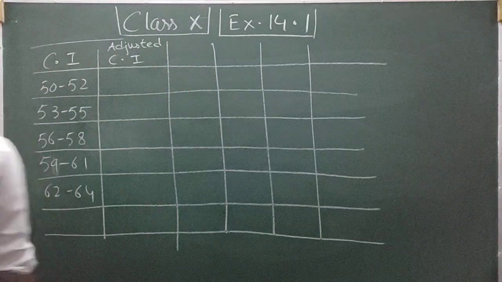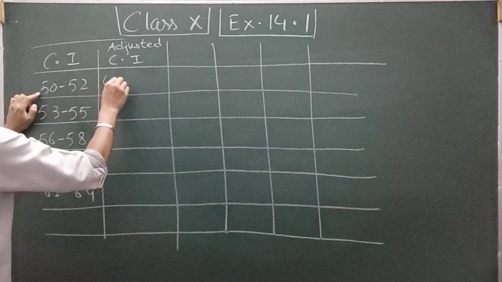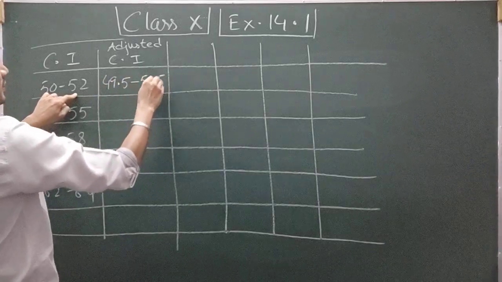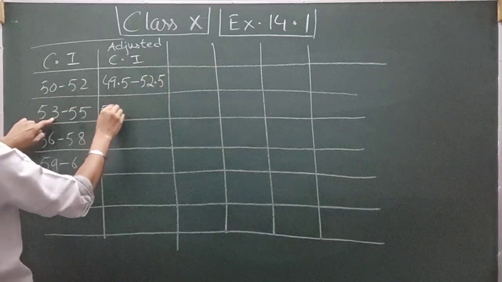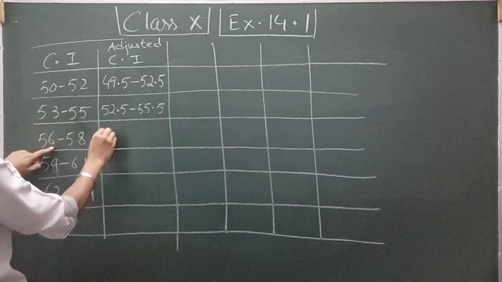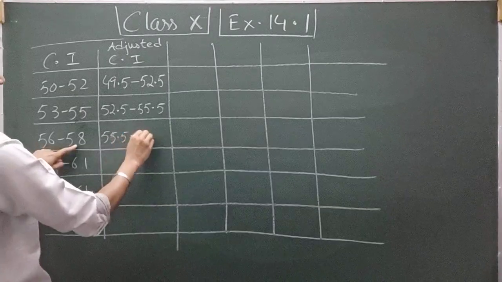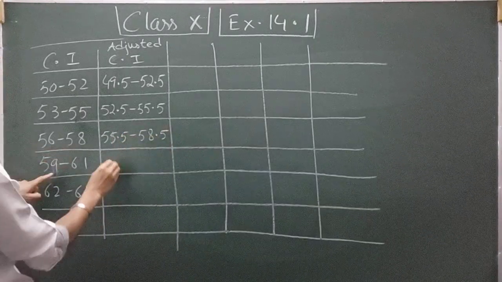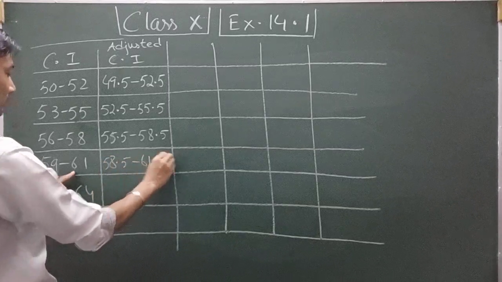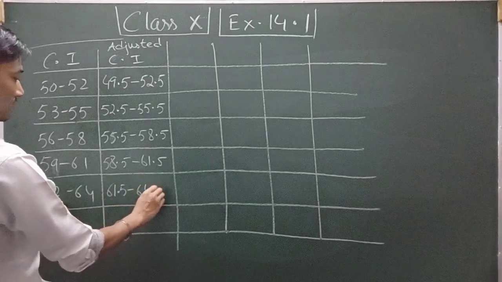Now, what did I say? You will subtract 0.5 from here. So that's going to be what? 49.5. And you will add here 0.5, 52.5. Similarly, here 53.5. So subtract 52.5, 55.5. Again here 56, so subtract 55.5. Here you will add 58.5. Here you will subtract 58.5, here you will add 0.5, 61.5. Here you will subtract 62 minus 0.5, 61.5, and 64.5.